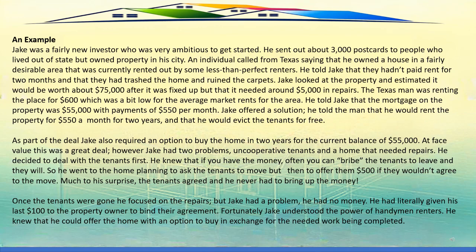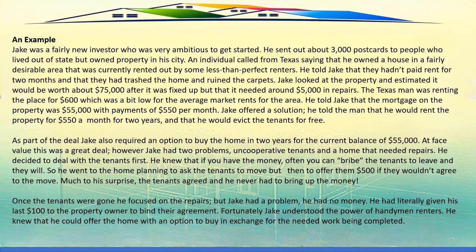He told Jake that they hadn't paid rent for 2 months and that they had trashed the home and ruined the carpets. Jake looked at the property and estimated it would be worth about $75,000 after it was fixed up, but that it needed around $5,000 in repairs. The Texas man was renting the place for $600, which was a bit low for the average market rents for the area. He told Jake that the mortgage on the property was $55,000 with payments of $550 per month.